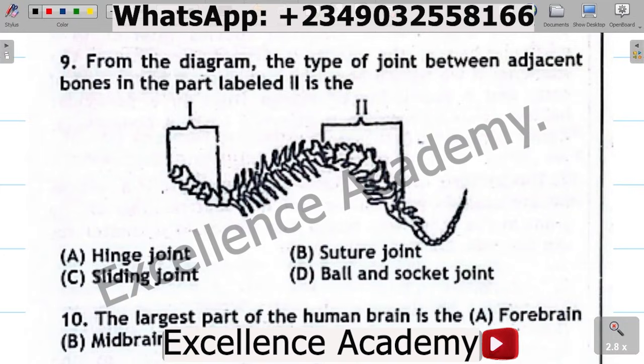So the question says the type of joint between adjacent bones in the part labeled II. The part labeled I is the cervical. This is for the cervical vertebra. This other part here is not labeled but is for the thoracic vertebra. This joint here labeled II is the lumbar vertebra. Going down here, you have the sacral vertebra, and the last one here that looks like a tail is the coccyx vertebra. So the correct option for the type of joint here is option C, a sliding joint.